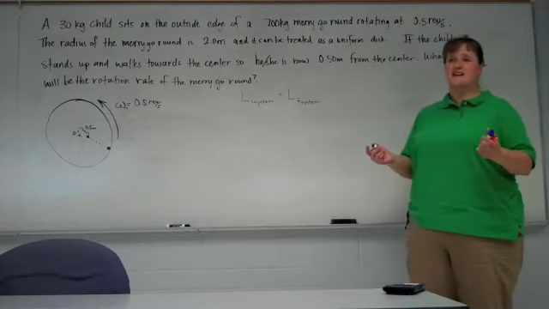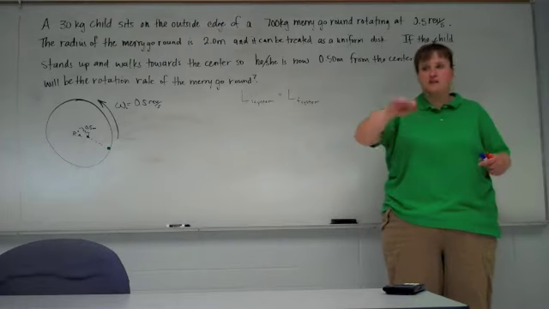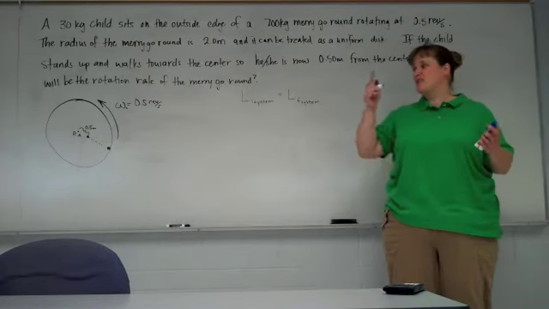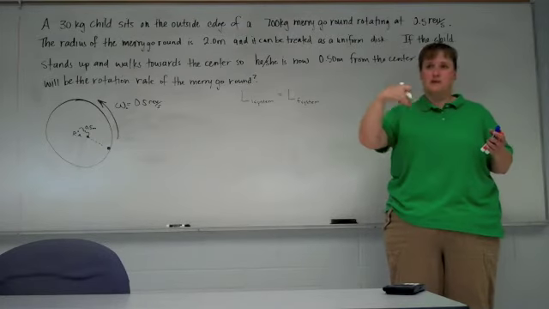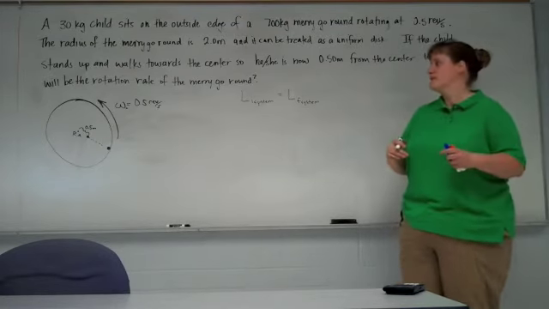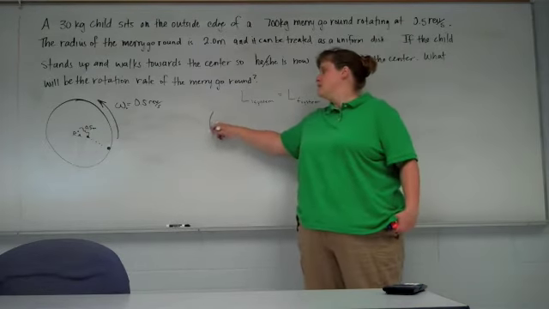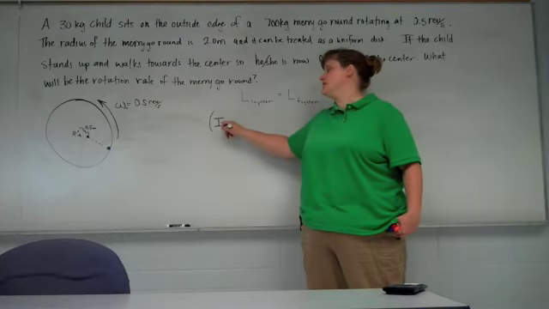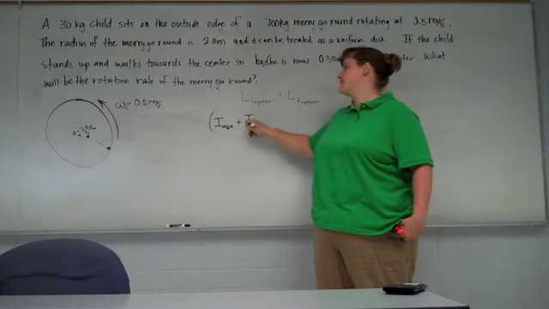Now the kid's rotating at the same rate as the merry-go-round, because he's on the merry-go-round. He's not running along the edges, he's just standing there. When he walks into the center, he just walks on a straight line towards the center. He doesn't walk parallel to the rotation. So initially, angular momentum depends upon the moment of inertia. So we need I for the merry-go-round plus I for the kid.